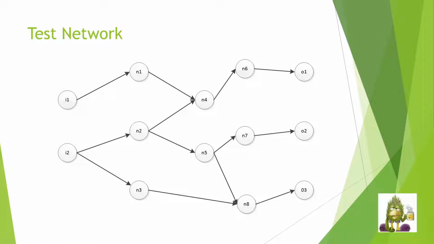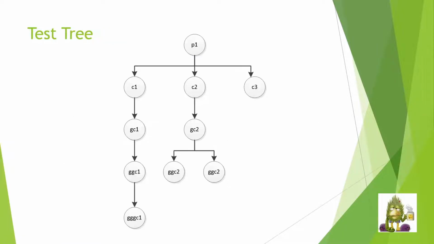I created 2 test sets. One is a network where I have 2 inbound nodes that pass through the network and end up at one of 3 outbound nodes. And I want to be able to see how to get from my input to my output, what nodes are along the way, and how many different paths there are. This is walking the hierarchy from left to right as opposed to top to bottom, but it's still a hierarchy.